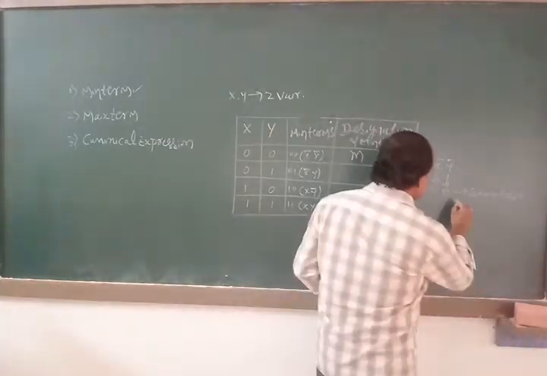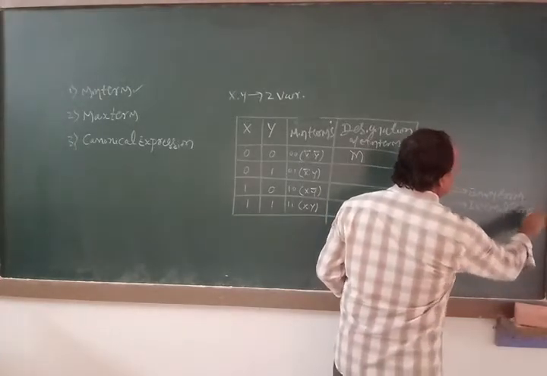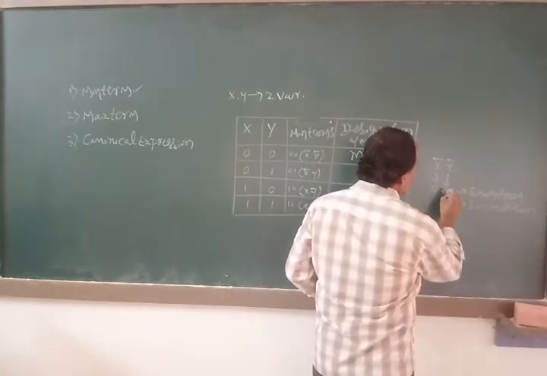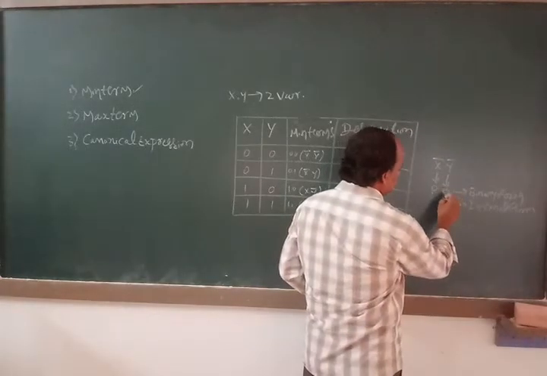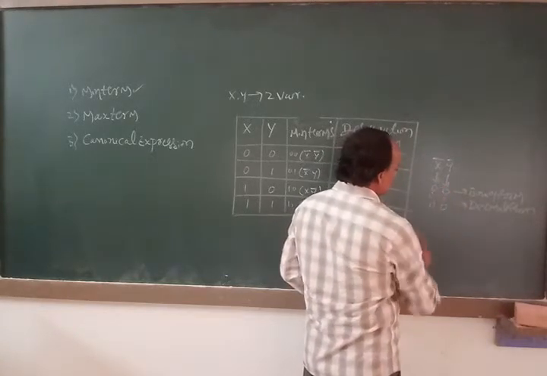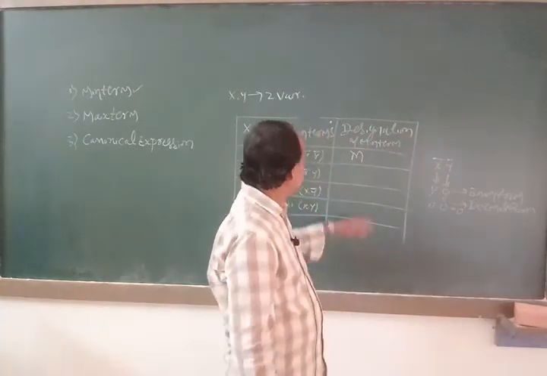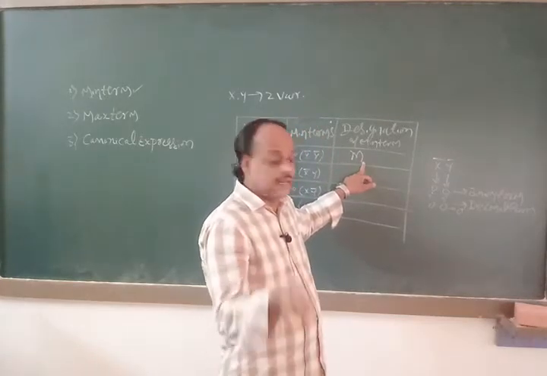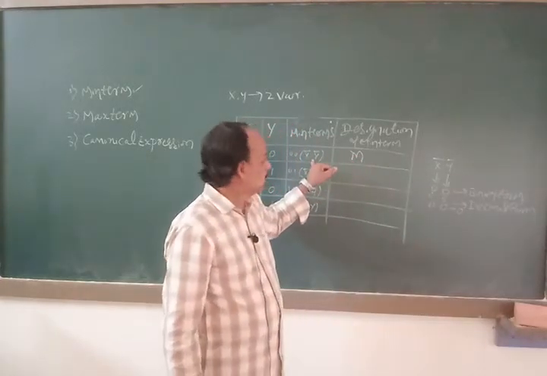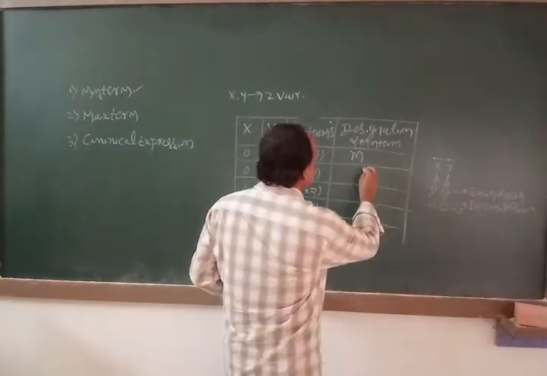Decimal equivalent means decimal form. 2 power 0, 2 power 1: 2 power 0 means 1, and 0 into 1 means 0; 2 power 1 means 2, and 2 into 0 means 0. So its decimal form is also 0. So this subscript indicates the decimal equivalent of the binary form of the given min term. That's why this is nothing but m0.